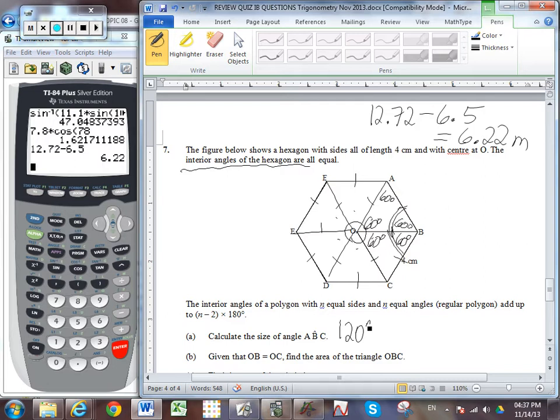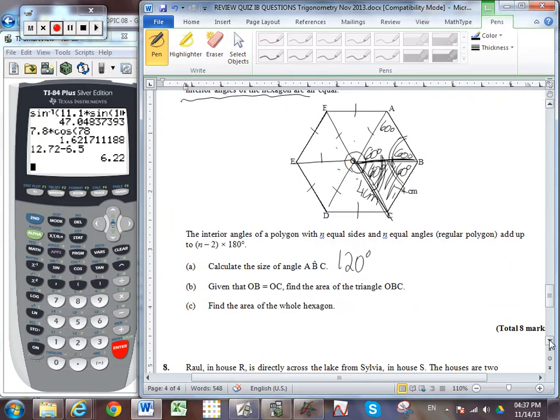Alright, given that OB is equal to OC, which we can see already, find the area of triangle OBC. So we're looking for the area of this triangle. Well, we've got 4 centimeters, 4 centimeters, and a 60-degree angle between them. We know how to find the area of a triangle when that's the situation. We've got two sides and the angle between them.